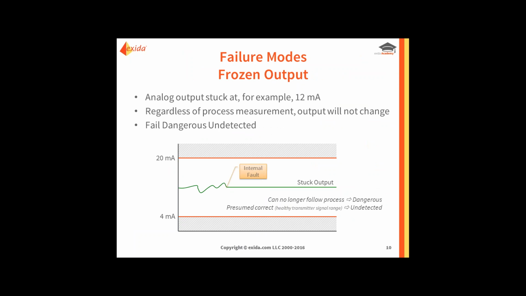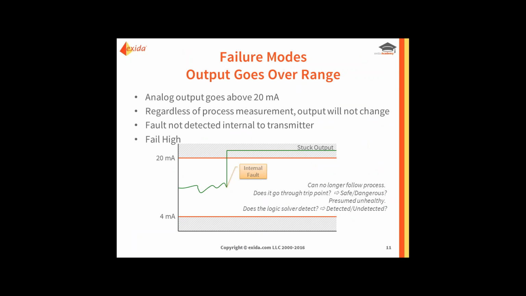There are failure modes that will simply result in a frozen output. It's stuck, it doesn't move with the process value, it's in the healthy transmitter signal range. We call them dangerous and undetected. There are failures that will cause the output to go over range. Regardless of what you do with any settings, the output will simply go to an overrange signal greater than 20 milliamps. And we call those fail high failures.